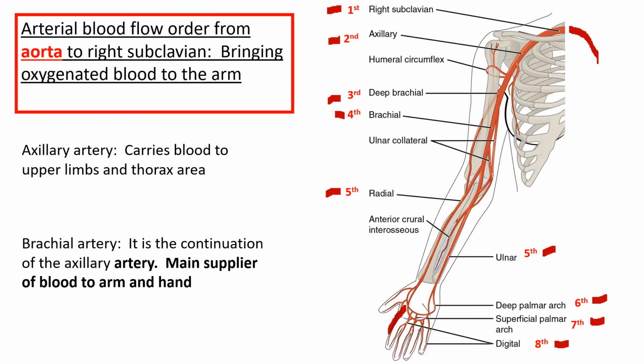All right. So again, the axillary artery carries blood to the upper limbs. The brachial artery is simply a continuation of the axillary artery, the main supplier of blood to the arm and hand. So that's pretty much the order as it leaves the aorta.